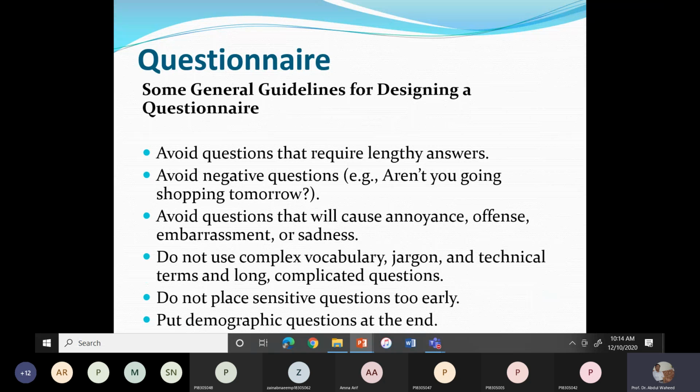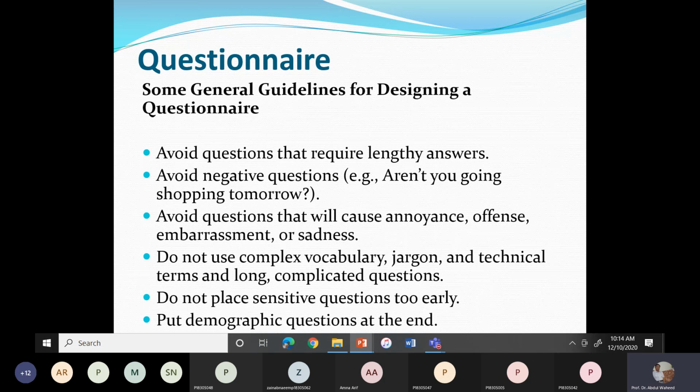And you have to avoid questions that require lengthy answers. Normally we give questions where sometimes we provide the possible responses and then we say others. So we avoid that the respondent should write a complete reply to the question. And you have to avoid negative questions. You have to avoid questions that will cause offense, embarrassment, or sadness.